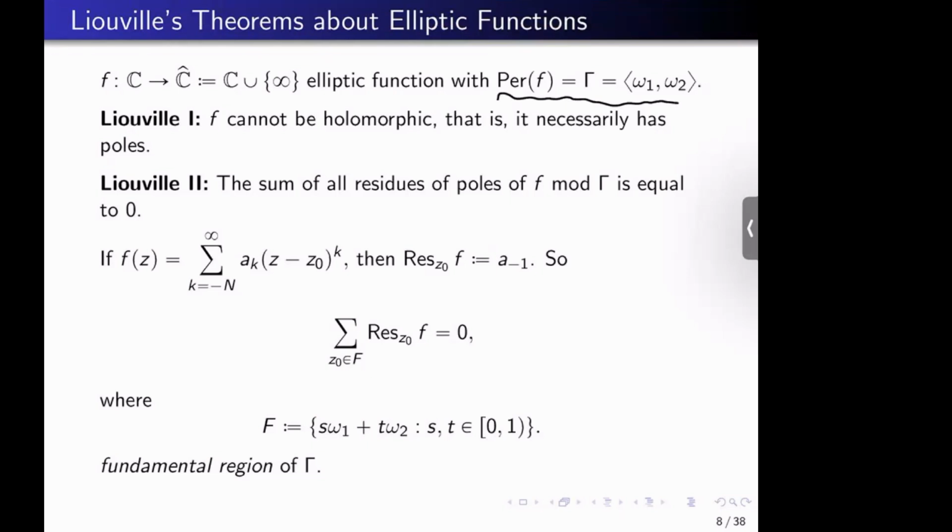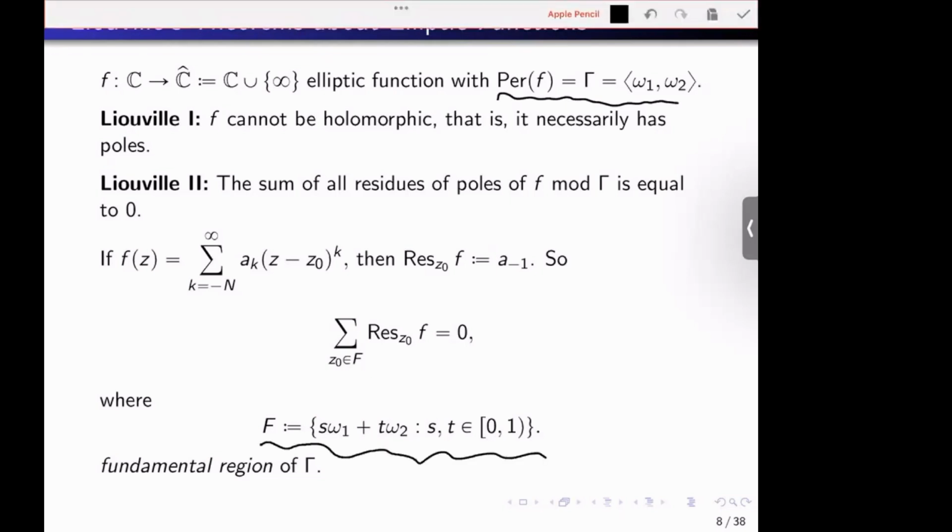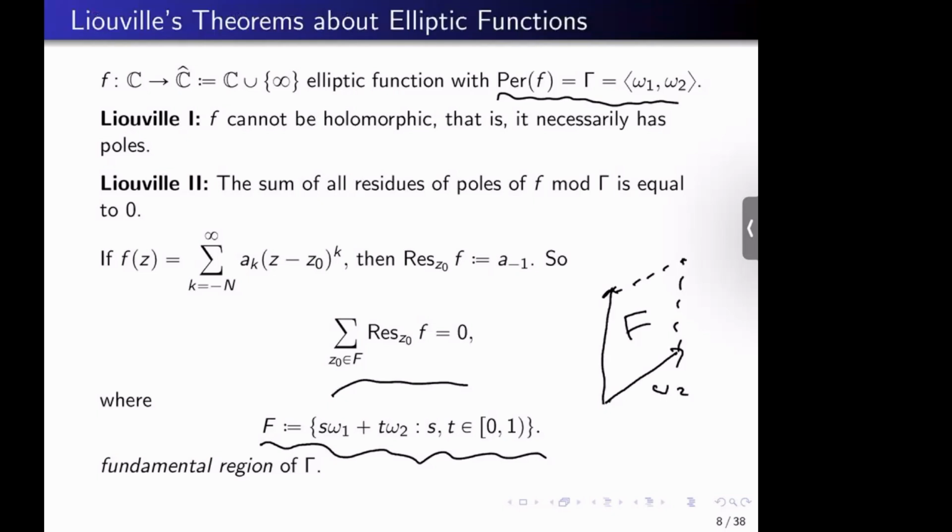And then there's another observation, namely if you sum the residues of the poles over such a fundamental region of your lattice, what is this fundamental region? We have these generators, omega 2 and omega 1, and then you can form a fundamental region here that I call F. So if you sum the residues of the poles in such a fundamental region, then you get actually 0. This follows from a simple application of the residue theorem. Essentially, you take your elliptic function and you integrate over the boundary of the fundamental region. So if we want to construct elliptic functions, this then puts some restrictions on what we can expect.